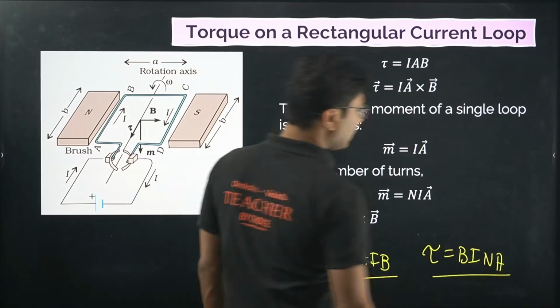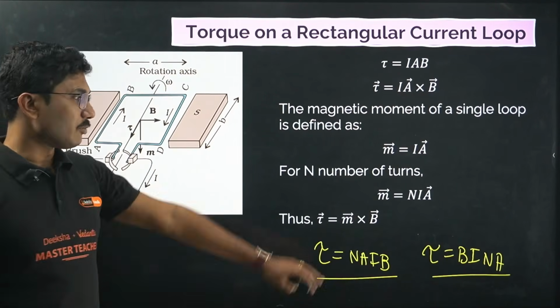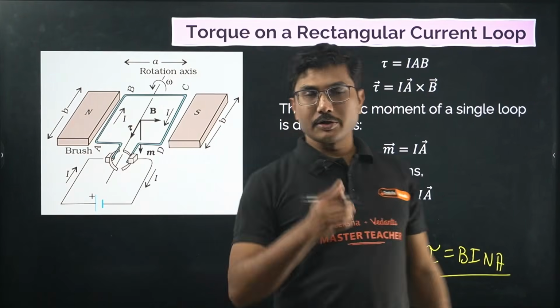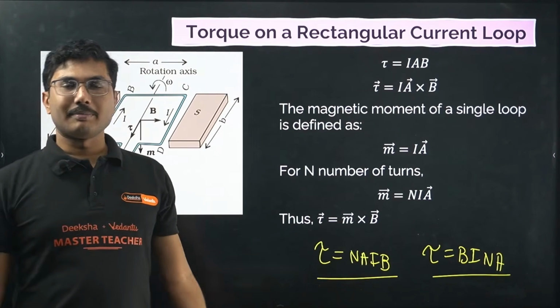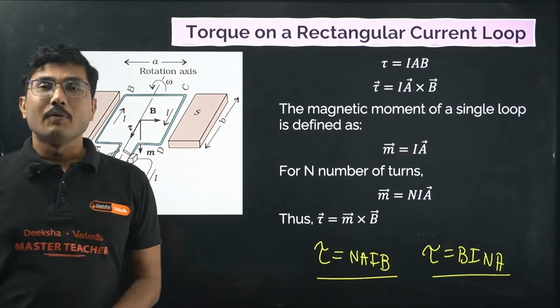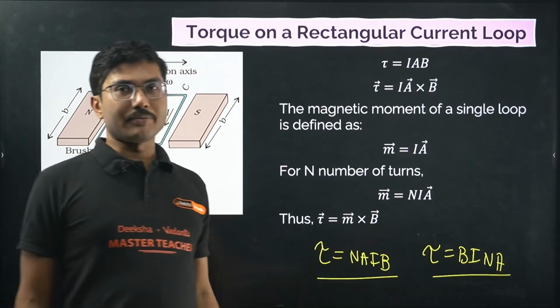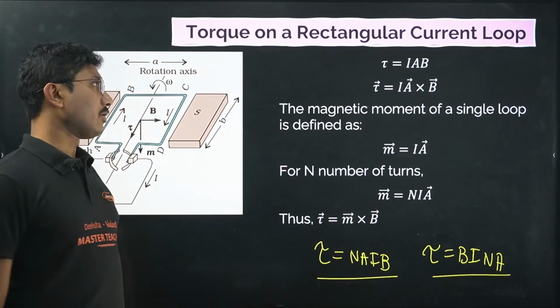Whichever way you are comfortable, this torque is given by this formula. This formula is important because you might see one question that a current carrying loop is placed in a magnetic field of this Tesla. What is the torque acting on it? So in that case, you have to use this formula to calculate the torque.